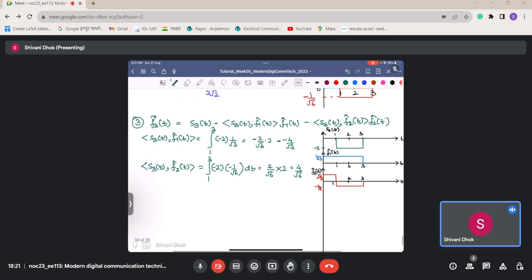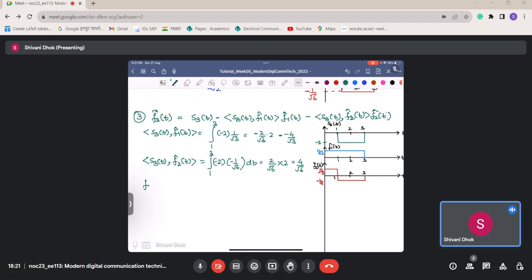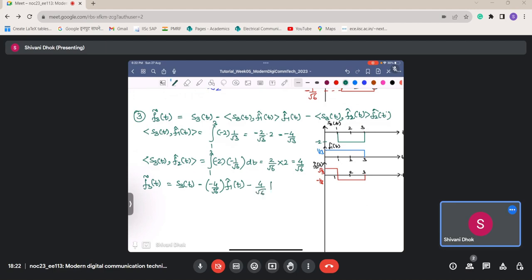Okay, so now what we are having here is f3 tilde t is equal to s3t minus 4 by root 3 f1 hat of t minus, let me write it properly, minus 4 by root 3 into f1 hat of t minus 4 by root 6 into f2 hat of t.